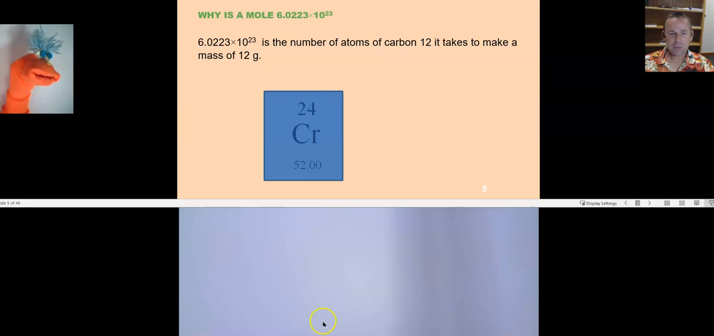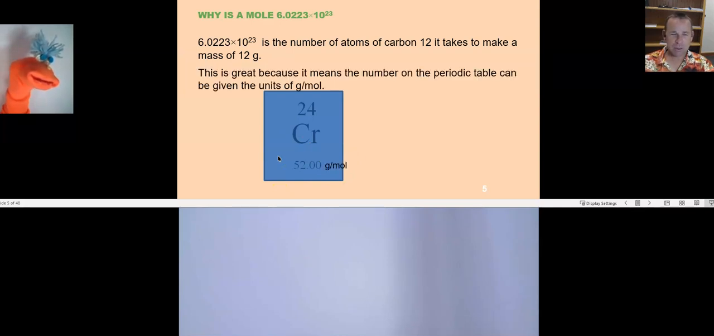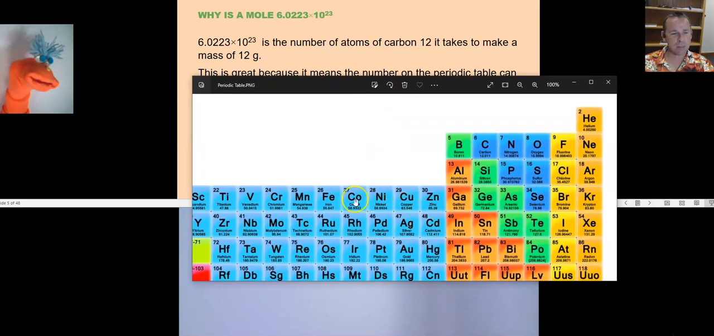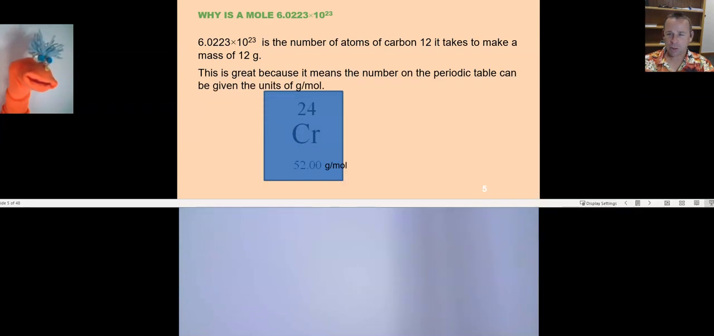Okay? So if I look at chromium here, how many grams do I need to get a mole? Well, the answer is this 52. 52 is how many grams I need to get a mole. And why that becomes helpful to us is because now that number on the periodic table for chromium or for any of the other elements is how many grams you need to weigh out to have a unit of it, and we call that unit a mole. All right?